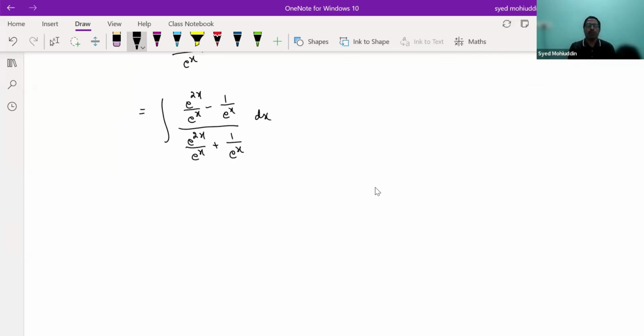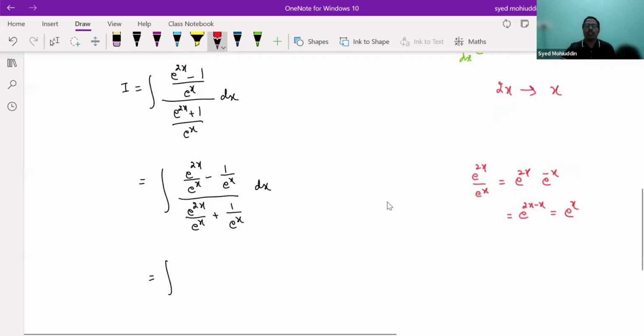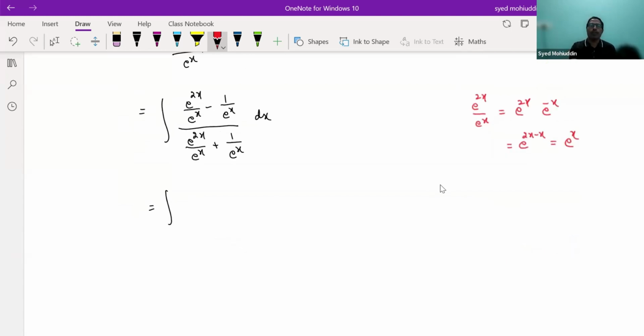But if you try to simplify this further, we have e power of 2x by e power of x. E power of x, when it comes in the numerator, becomes a negative power. Whenever the bases are the same, powers can just be added or subtracted. We know this rule. Therefore, e power of 2x minus x will give you x, both in the numerator as well as in the denominator. So hence, you will be getting these particular terms.